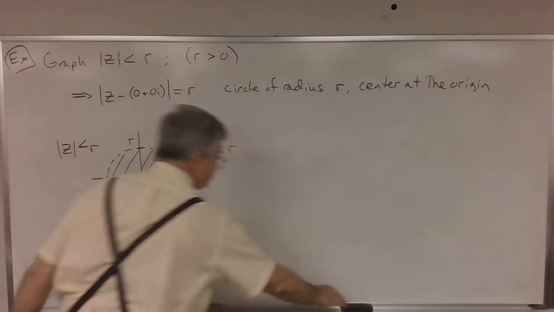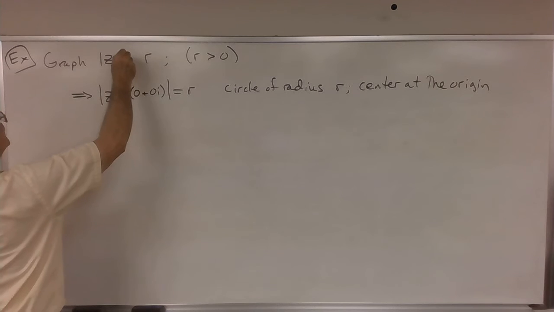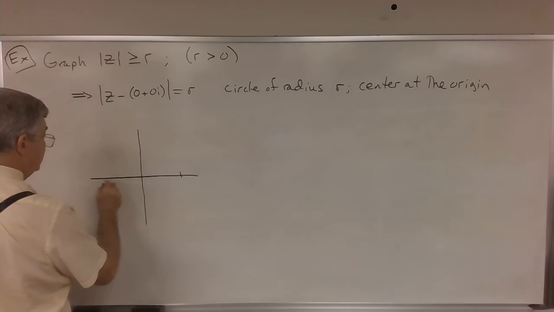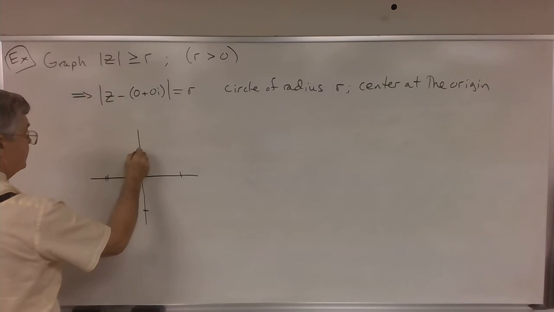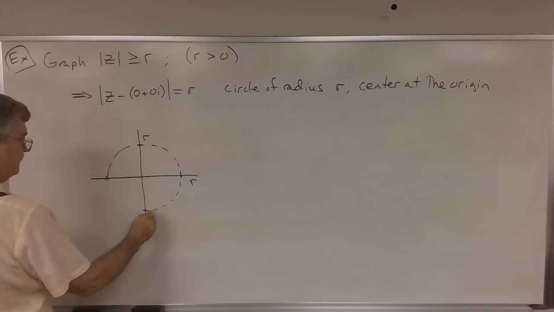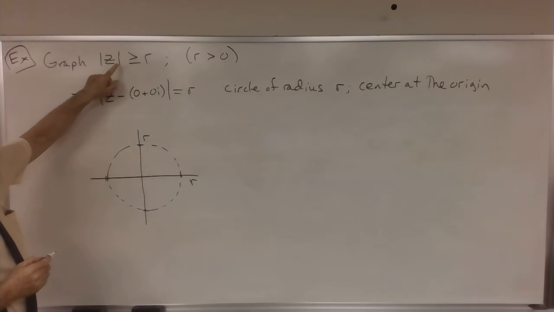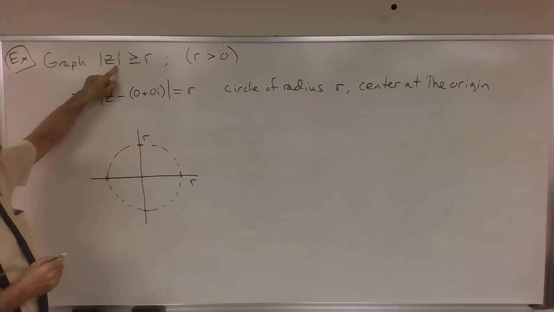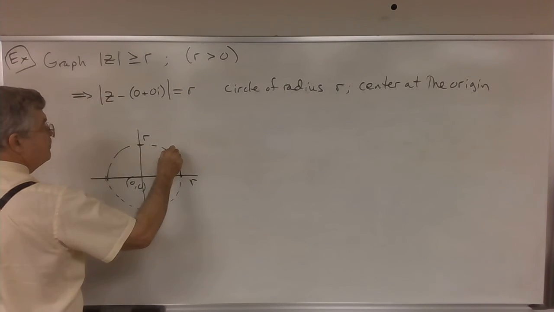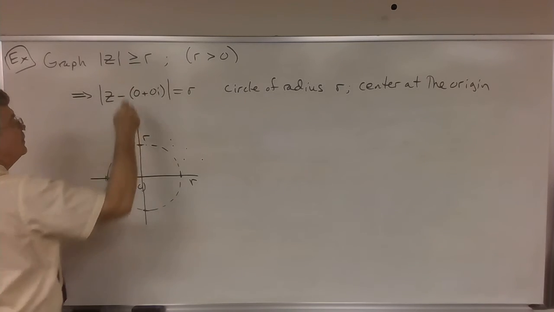Another example. Modulus of z greater than or equal to r. Again, our reference is going to be the circle of radius r centered at the origin. And now we're talking about all complex numbers z that are a distance greater than or equal to r from the origin. So let's see, it would be points on the outside of this circle, wouldn't it? And this is modulus of z greater than or equal to r.